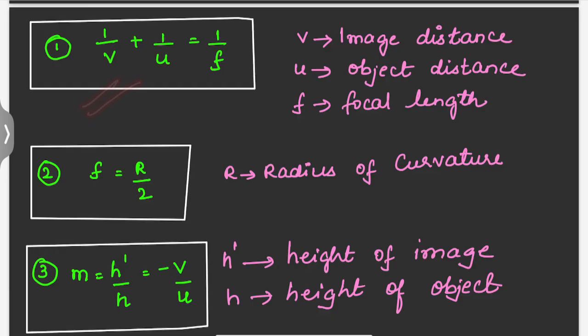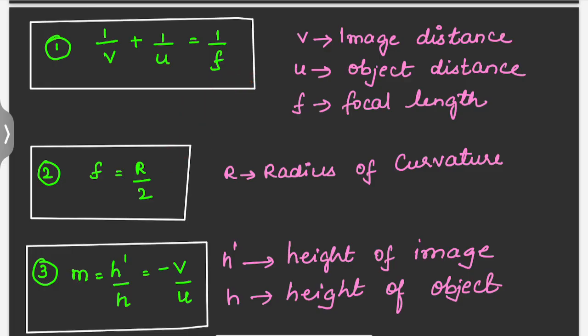The first formula is called the mirror formula: 1 by v plus 1 by u is equal to 1 by f. Here v is called the image distance, u is called the object distance and f is called the focal length. This mirror formula is used in the numericals.